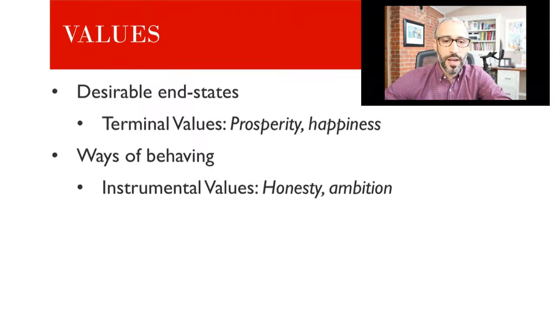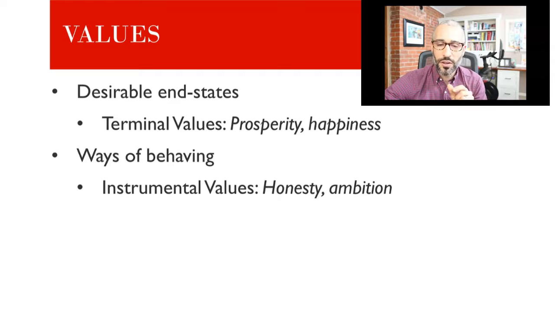We can also evaluate individual characteristics in terms of values. So what are values? They can be categorized in two different ways. First are desirable end states, and second are instrumental values. So these terminal values or desirable end states is, this is what I feel like I want to get to. This is the end goal. I feel like everybody should be prosperous, or everybody should be happy, being two examples.